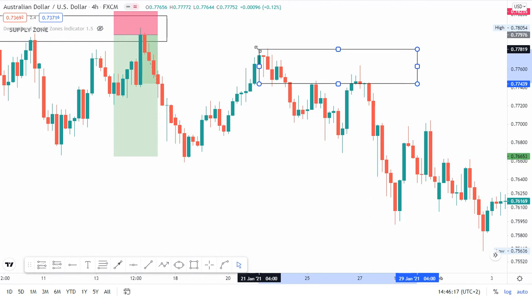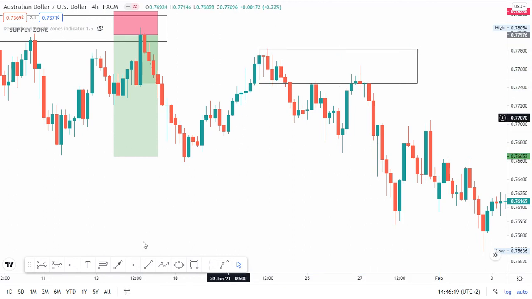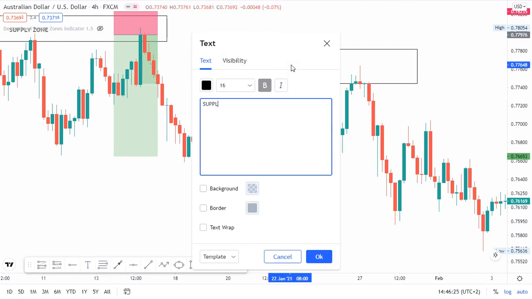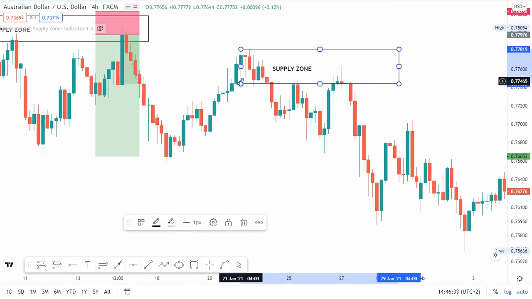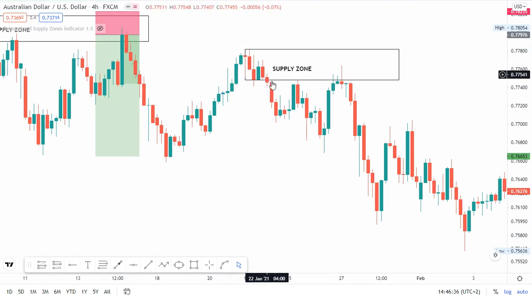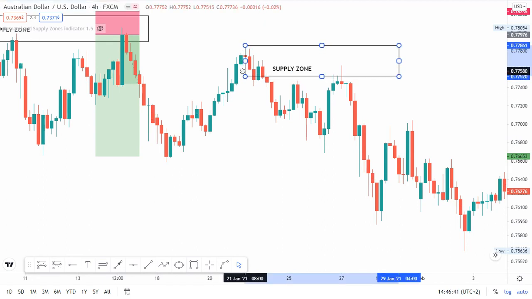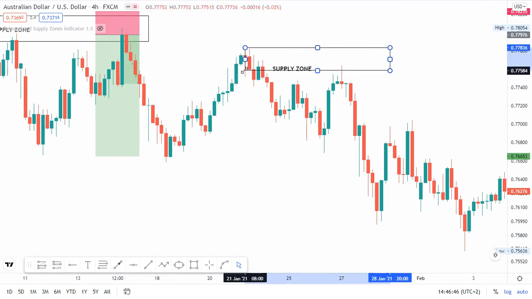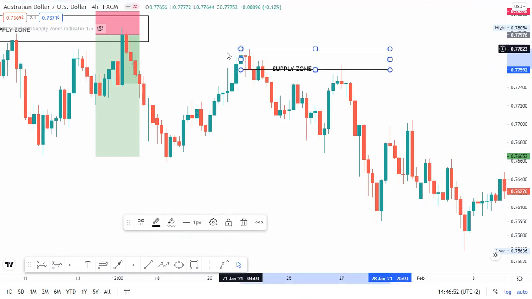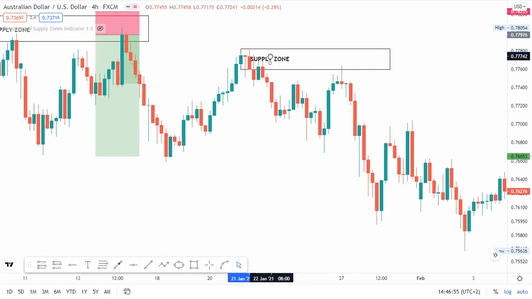So price comes to this level nicely, and what does it do? It drops. So this is a supply zone, right? Price comes to this level and then it drops. And after that, what happens? We wait for price to come back to this level again. Our last bullish candle is this one here before the drop. So we want to cover that up like that. Then this is the supply zone.